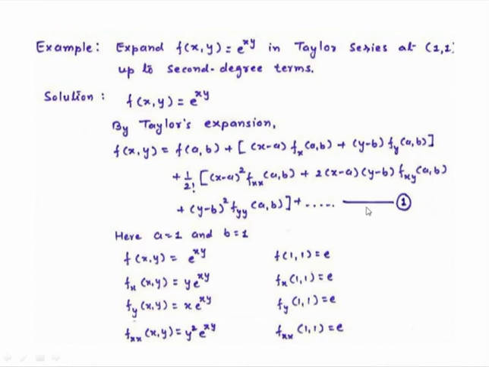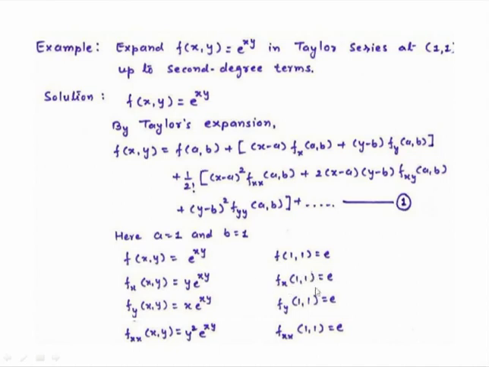Now we want to take a is equal to 1 and b is equal to 1. So we have to find this f11. For that we substitute x is equal to 1, y is equal to 1. So f of x, y is equal to e to the power xy, f11 is equal to e. fx at x, y is equal to y into e to the power xy.